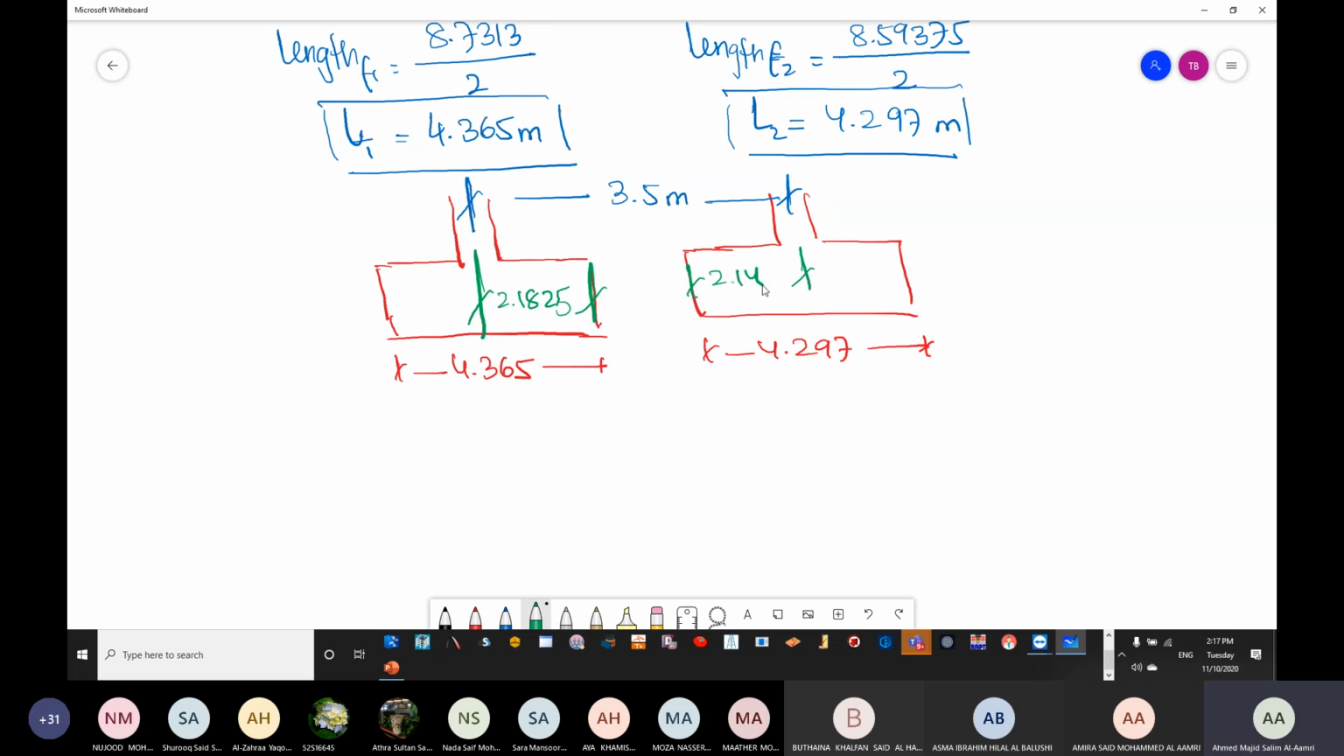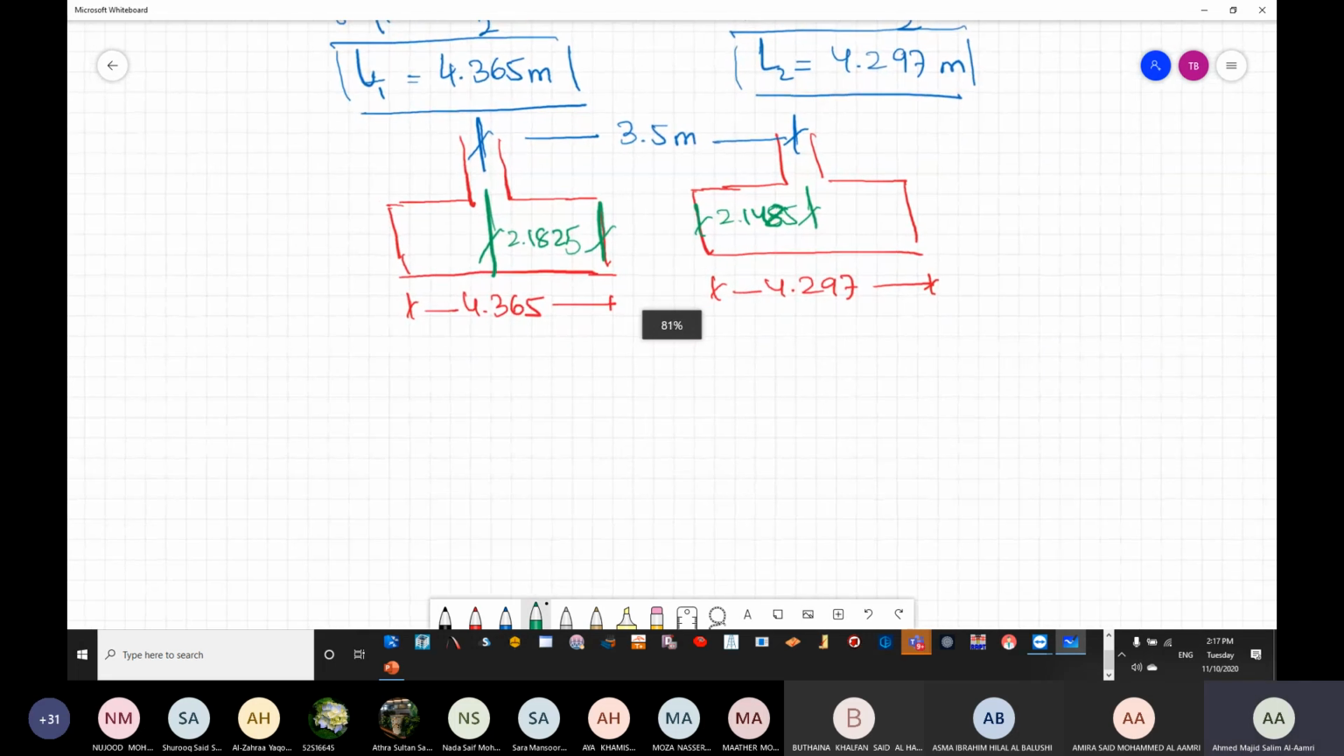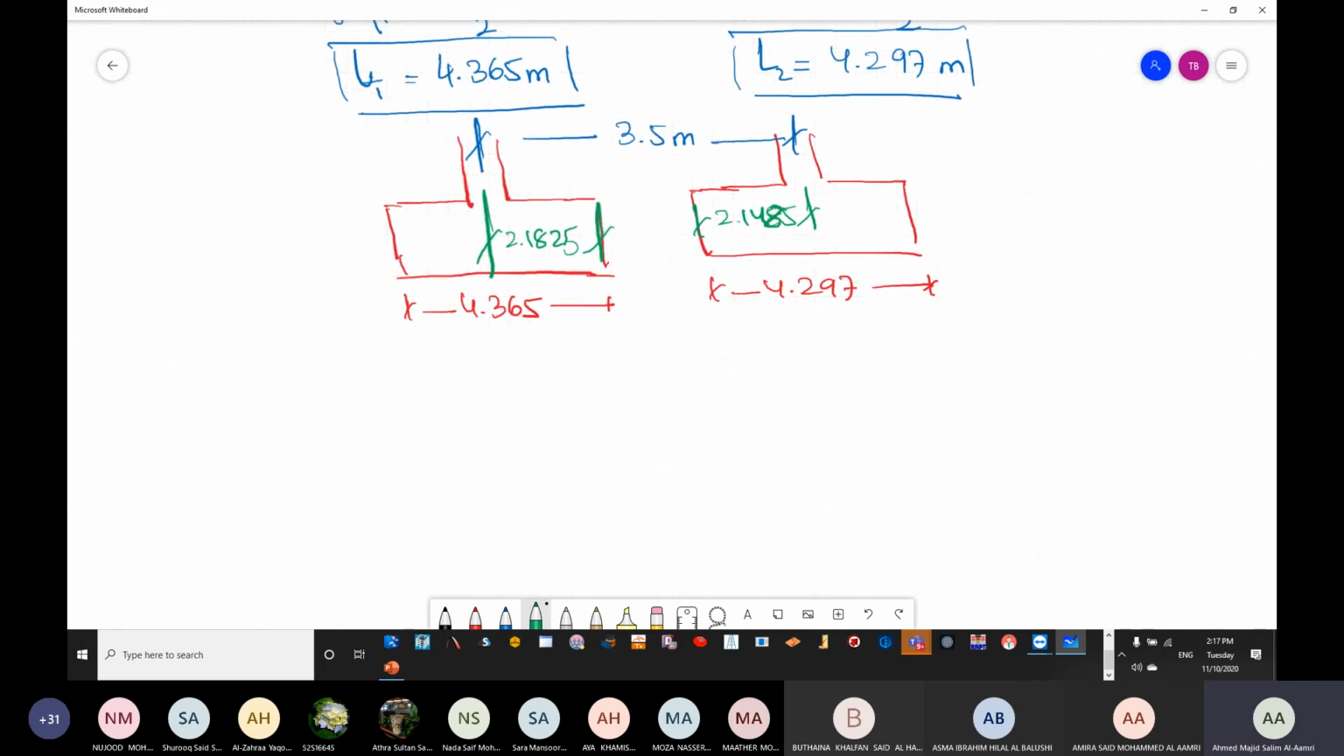2.14 approximately. Now it means I require from the center of the column till the end of the foundation, I require to have 2.485 or whatever. Okay. Once again, that depends on how many decimals you can do. Okay. So 2.1825 and 2.1485.